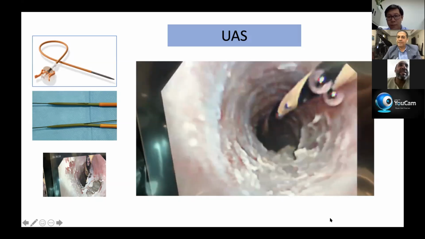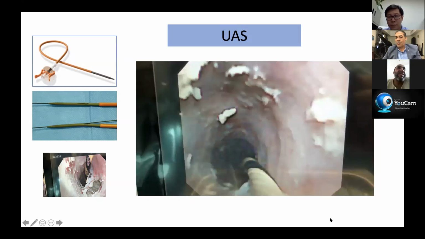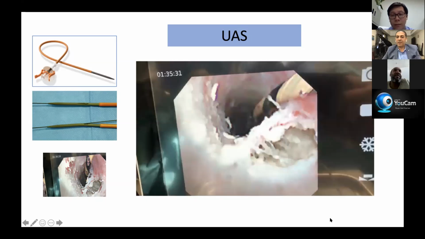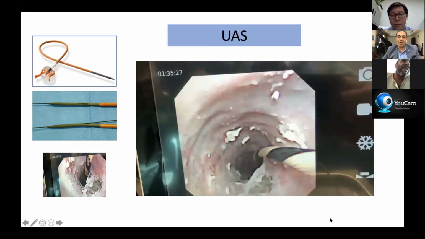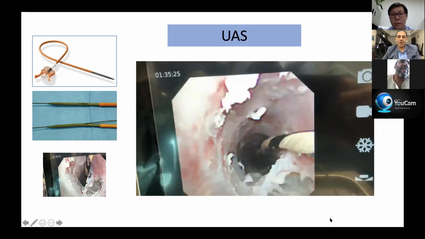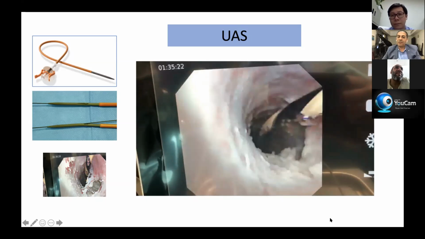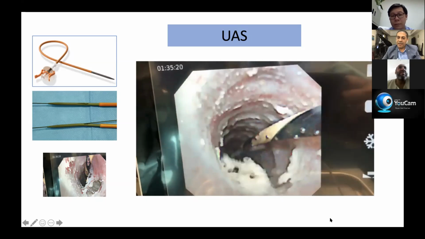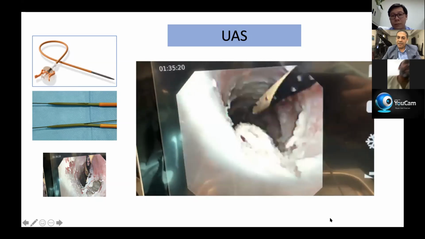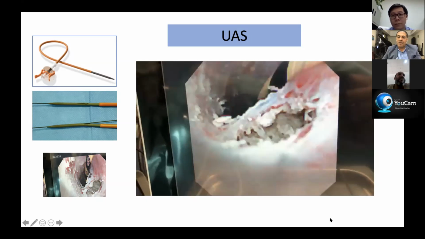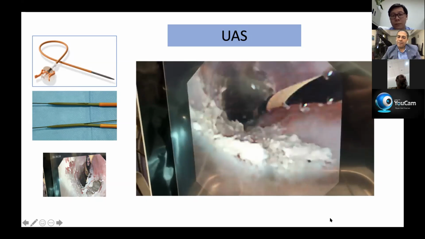And why am I showing this one? One thing is the importance of the safety guide wire, which I advise all my colleagues, whatever your expertise, always keep a safety wire. This will save you from a lot of things. And actually, this patient needs strict follow-up because the incidence of stricture is very high. I maybe don't have the follow-up CT for this patient.